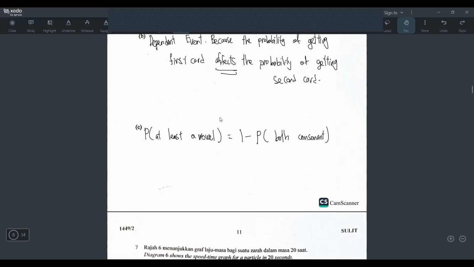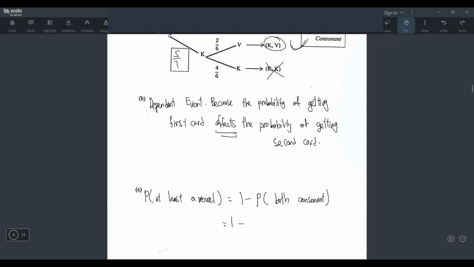So what you do is 1 minus both consonant. The probability for both consonant is 5/7 times 4/6. So I will just press this on the calculator.